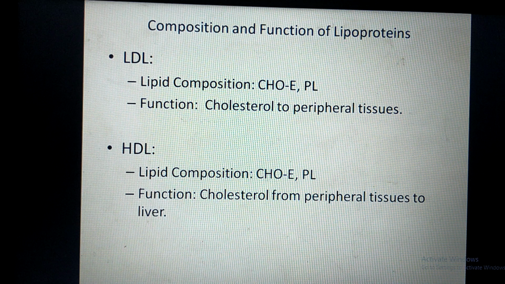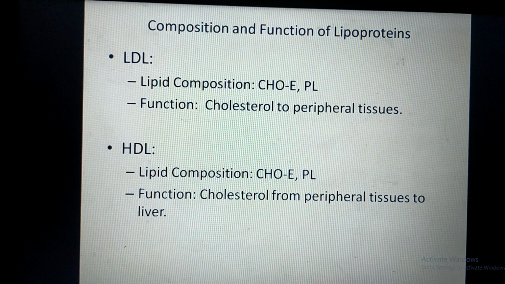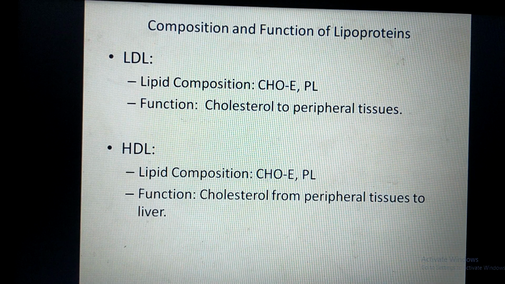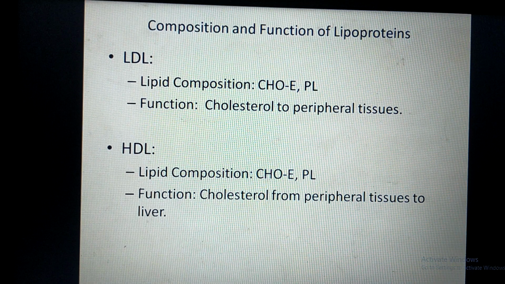Next lipoprotein is HDL, high density lipoprotein. Its composition is cholesterol esters and phospholipids. This high density lipoprotein takes the cholesterol from the peripheral tissue and transports it back to the liver for its excretion. Therefore, HDL does not allow the cholesterol to deposit in the peripheral tissue, so it has a preventive effect against atherosclerosis. Therefore, HDL is called good lipoprotein.